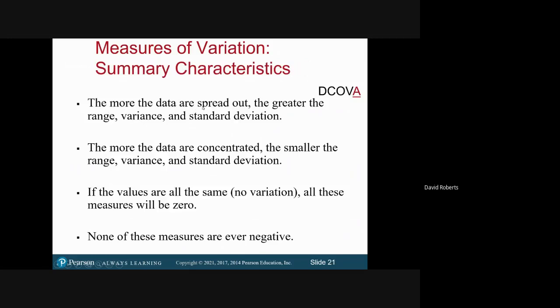As I said, the more the data is spread out, the greater the range, the variance, and the standard deviation. The more the data is concentrated or closer together, the smaller the range, the variance, and the standard deviation. If all the values are the same, there is no variation. So if all your values, like the dividend that was 2 and 2, I don't need a calculator. Standard deviation is 0. There's no variation. Even if it was $1.99 and $2.01, you would have a small variation between the dividends.